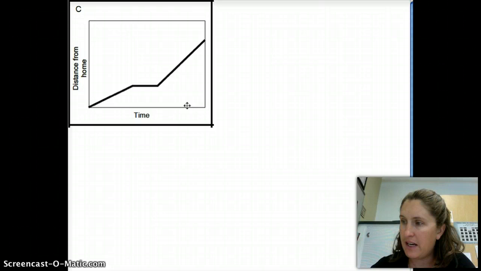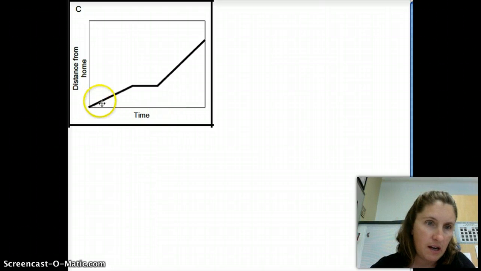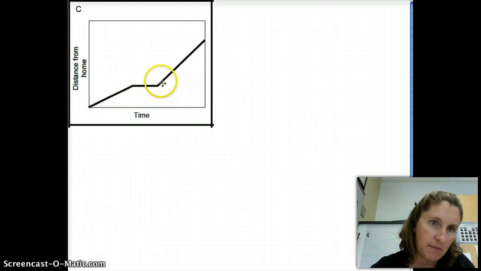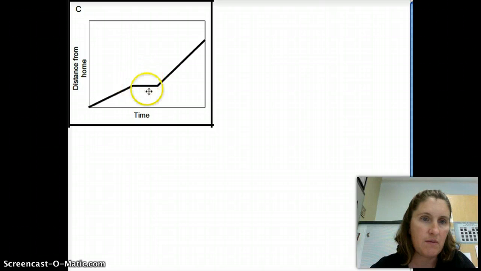In this graph C, you should have matched with number 4. Notice that here he is going less fast. The slope is less steep compared to here. Of course, in the middle the slope is 0, which means he is at rest.